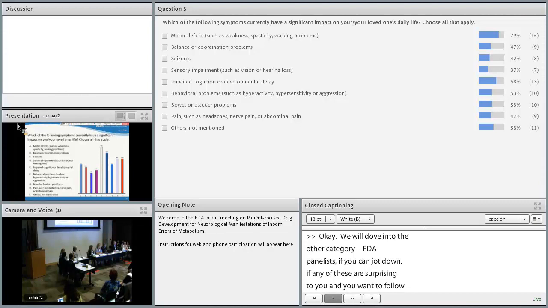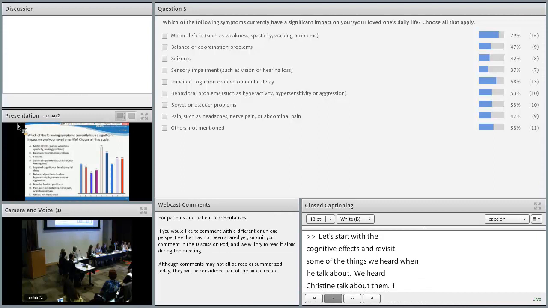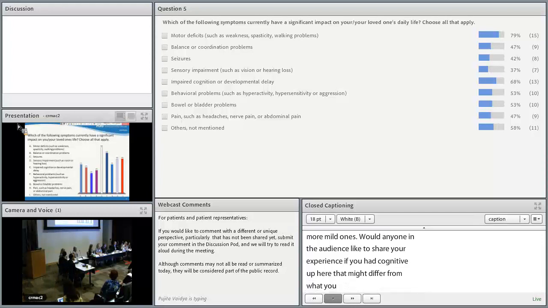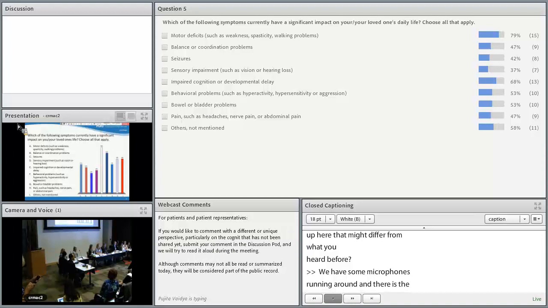So let's start with the cognitive effects again and revisit some of the things. We heard Whitney talk about them. We heard Christine talk about them. And actually, I think all the panelists talked about them, manifesting themselves from severe cognitive effects to more mild ones. And if it's hard to lump the cognitive and the behavioral, that's okay. Would anyone in the audience like to share your experience if you had cognitive up here that might differ from what you heard before? We have some microphones running around, and there is the standing one, but we can bring a mic to you.